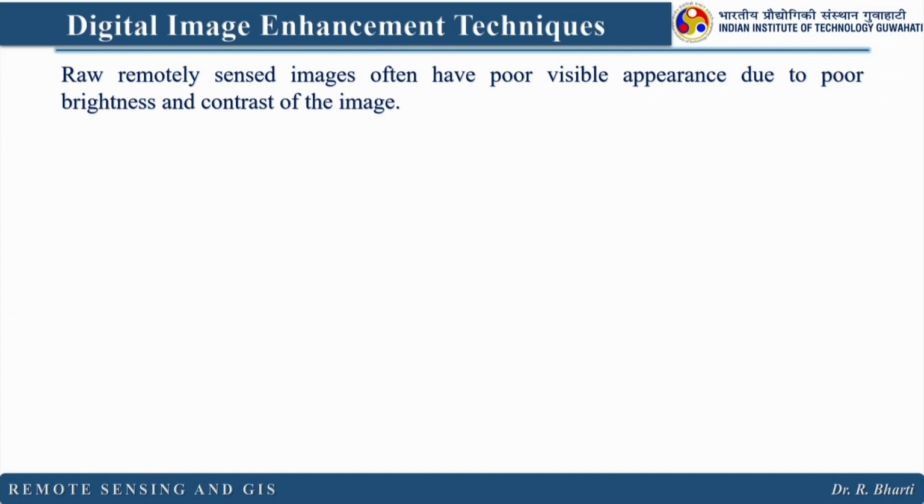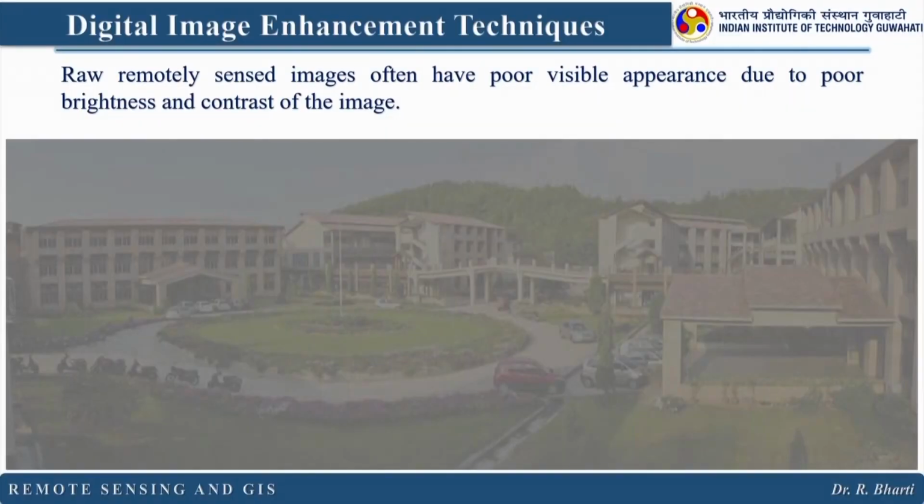So why do we do this digital image enhancement or digital image processing? So basically the idea is the raw remotely sensed images often have poor visible appearance due to poor brightness and contrast of the image. Why? Because of the different atmospheric components, maybe instrument related things, but we can remove that using this image processing technique, right? So you can see this is one image, and sometimes you might have come across a similar problem.